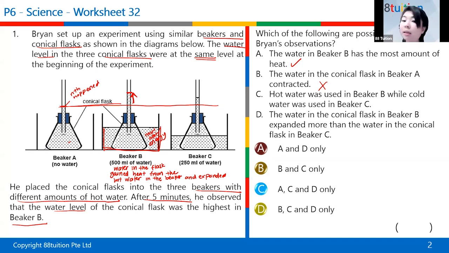Okay, let's look at C. Chloe, is C correct or wrong? C is wrong. Correct, good. How about D, Lillian?